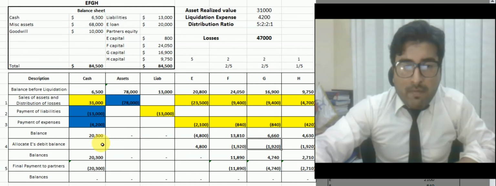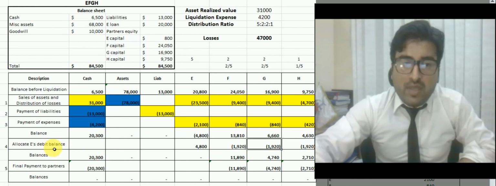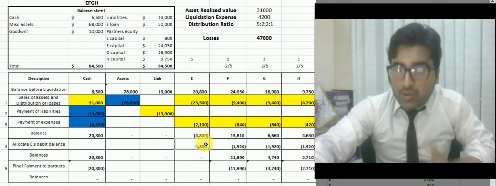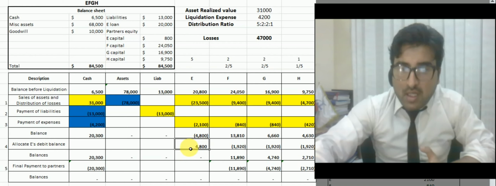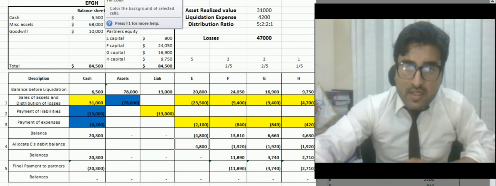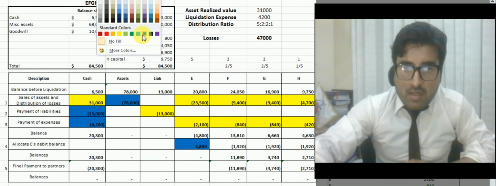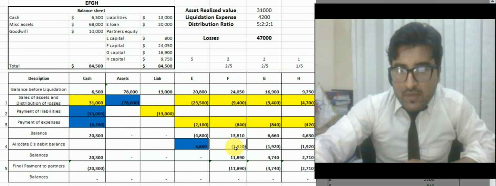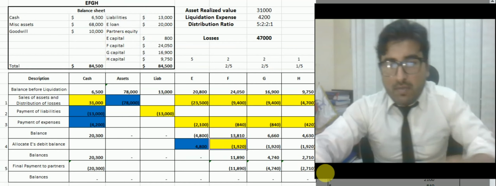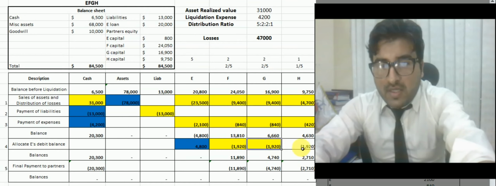Now coming to the fourth step, we have allocating E balance. So here the capital of E increases. Okay, increase in the capital here. So you can say increase is what? Increase in the capital, that is credited. So make the credit blue. And now a decrease in the capital, that is debited. So debited and debited and debited.